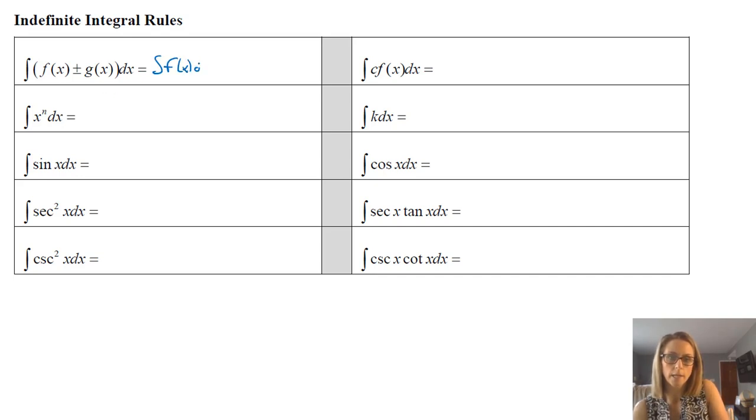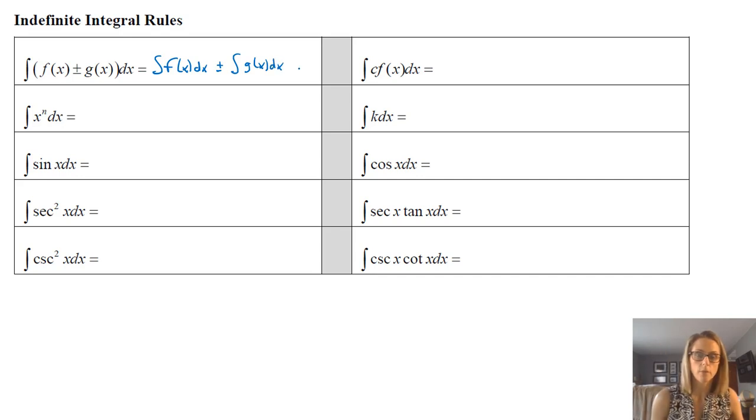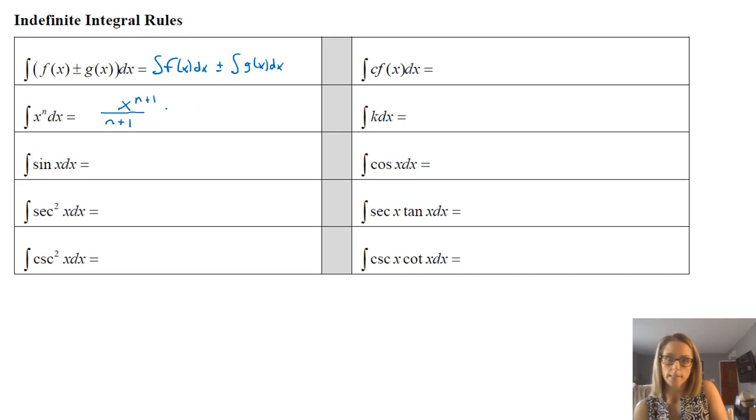This is the idea that we can separate integrals that are multiple terms into pieces and take the antiderivative of each piece. We can integrate each piece separately. You probably remember the second one here is to take the antiderivative of x to the n. We're going to add 1 to the exponent, and divide by that thing. We're going to add C to the end of these. This is true as long as n is not -1.